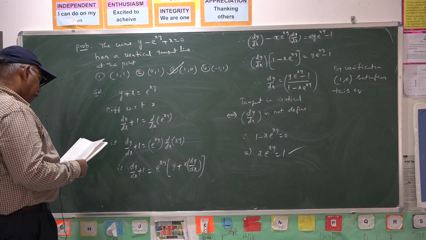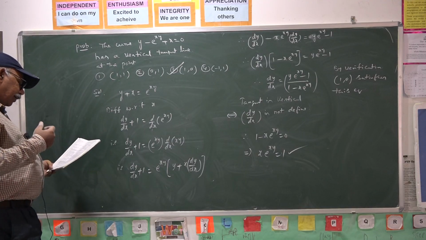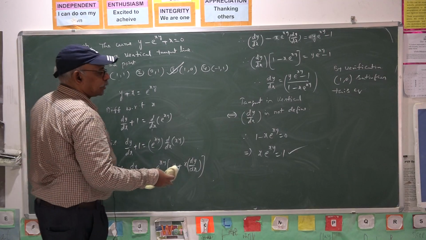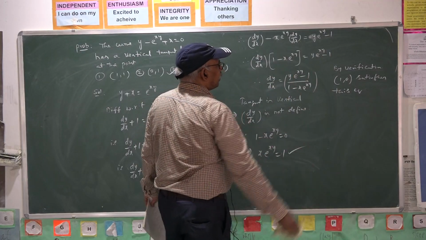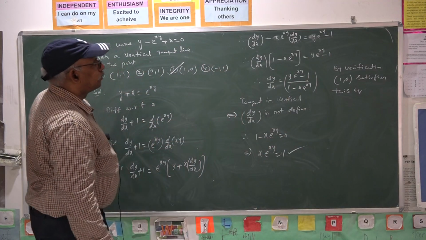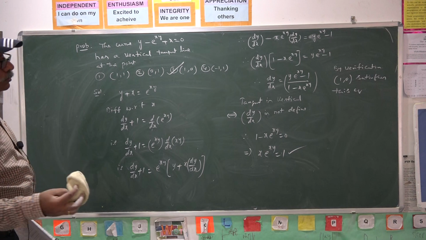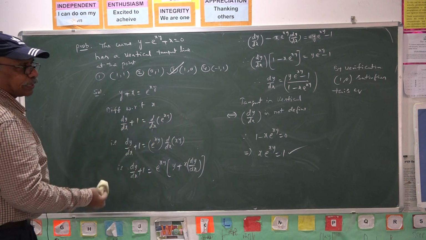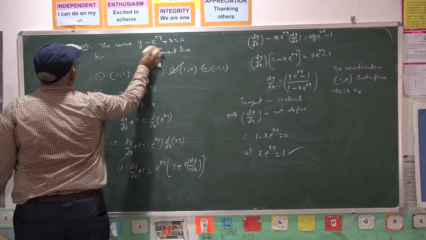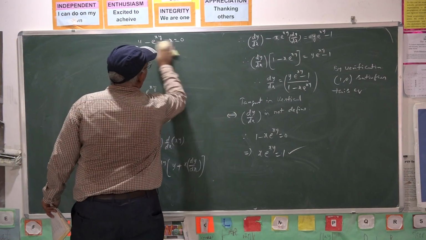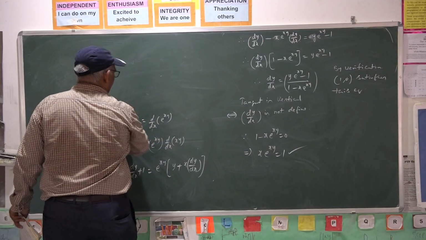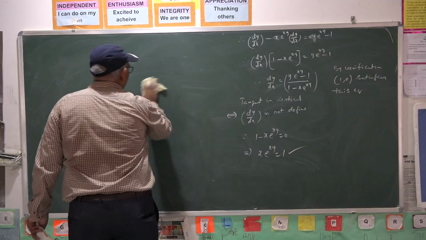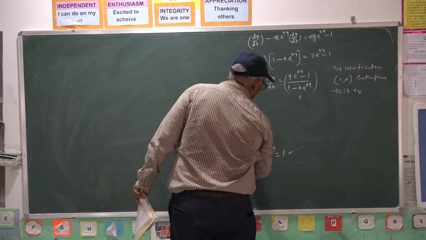In objective type, as far as possible, we have to pick up the answer, so there is no need of solving the problem. By verification you can pick up the required point which satisfies that relation, because the tangent is vertical. That is the condition for the tangent to be vertical. The point which satisfies that condition is the required point.